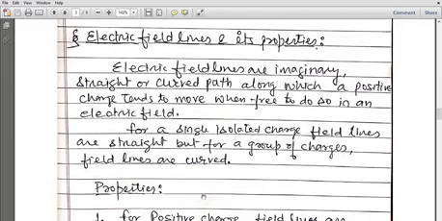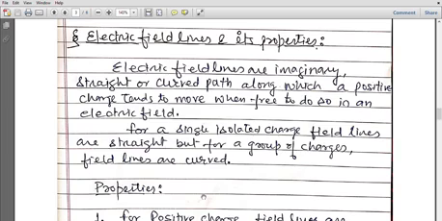The next important topic, the electric field lines and its properties. Now a question arises: how can we visualize electric field intensity? Just to visualize electric field intensity, we have electric field lines. These electric field lines are completely imaginary, and they are drawn just to visualize the electric field intensity or the effect of electric field intensity.